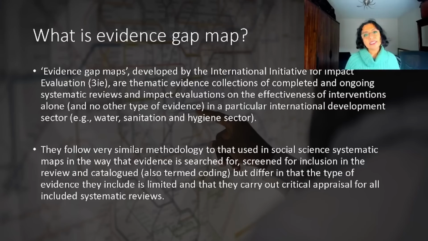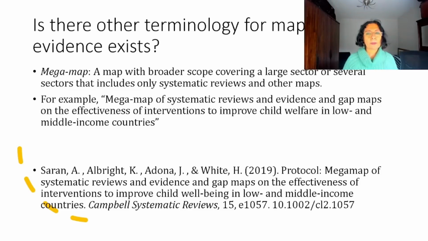But the terminology they use, 3IE, is evidence gap map. Does other terminology for mapping evidence exist? Yes, I have heard about the mega map. It is a map with broader scope covering a large sector or several sectors that include only systematic reviews and other maps. I have seen some published mega maps of systematic reviews and evidence gap maps on the effectiveness of interventions to improve child welfare in low and middle income countries.